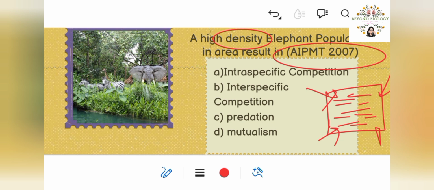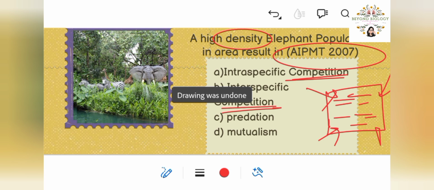So it will result in what? High competition. The competition will increase, right? So here also, high density in elephant population in a particular area will lead to competition. So we know the answer will be some sort of competition, right? So what sort of competition will be there? Intraspecific or interspecific? I have given you an example.